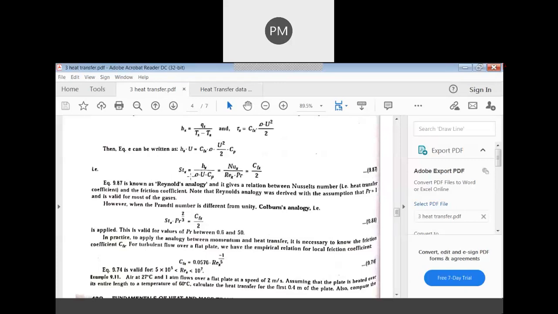In Reynolds analogy, we take the Prandtl number to be equal to 1. Suppose the Prandtl number is other than 1, then we have to go with Colburn's analogy, where we include the Prandtl number also. Stanton number into Prandtl number to the power of 2 by 3 is equal to Cf by 2. You can use Colburn analogy or Reynolds analogy depending on what the problem asks.